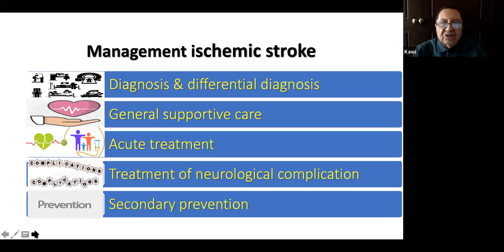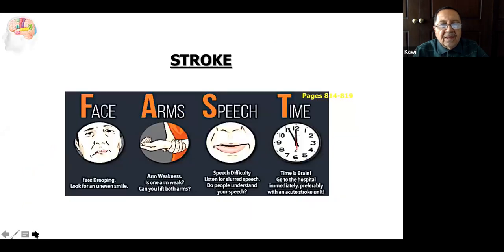Now, how do we manage a stroke? Management relates to 5 steps. Number 1 is to diagnose. Number 2 is to give supportive care. Number 3, to give acute treatment. Number 4 is to give complications treatment. And number 5 is to secondary prevent any other stroke.